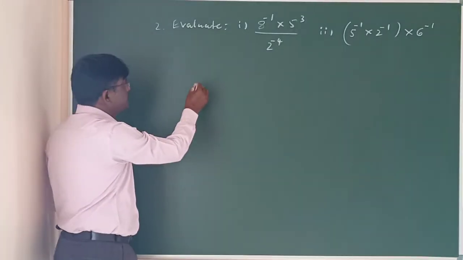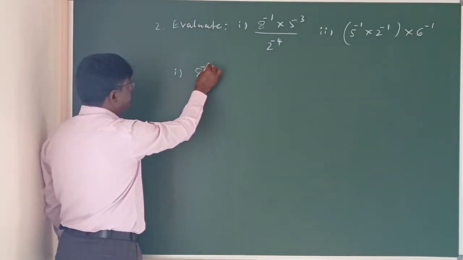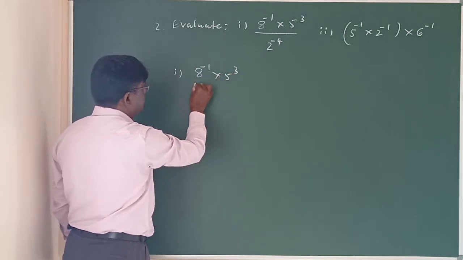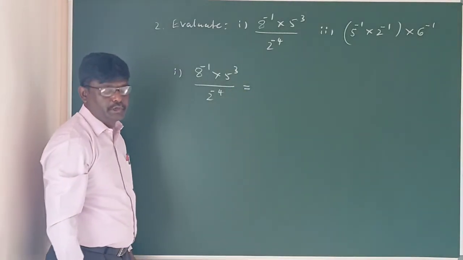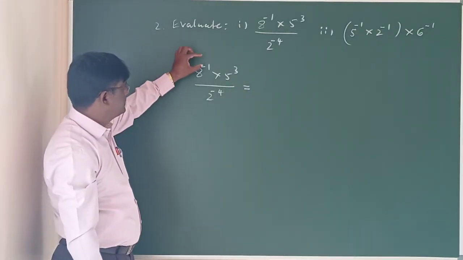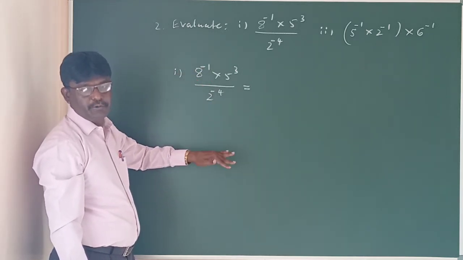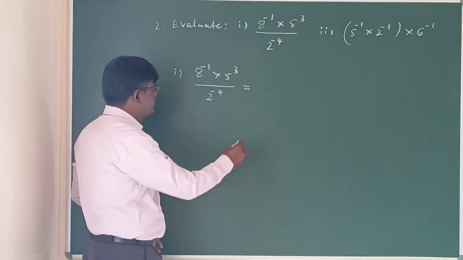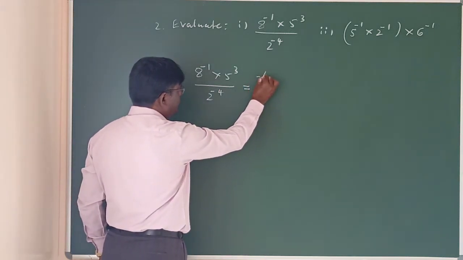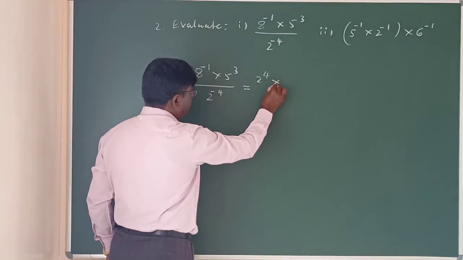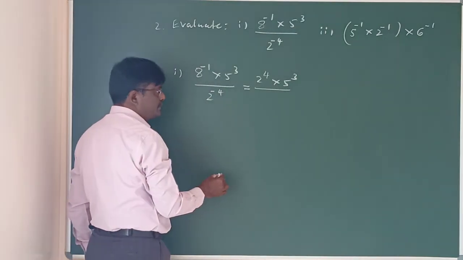Now sum number 2. Okay, so now consider the second one. Evaluate. Let us take in that sum number 1. 8 power minus 1 into 5 cube divided by 2 power minus 4. Okay, so now we are very clear. Whenever the exponents are negative, in the very first step, let us bring them into positive notation. Here I send this 2 power minus 4 to the denominator, therefore it becomes 2 power 4 into 5 cube. It is already in positive notation, positive exponent.